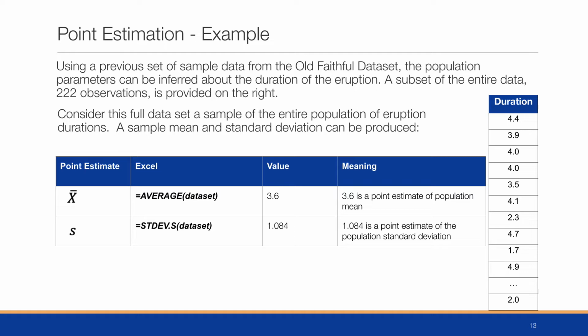The point estimate for the standard deviation is denoted by the sample standard deviation s here, and that's going to be 1.084. So 1.084 is a point estimate of the population standard deviation.